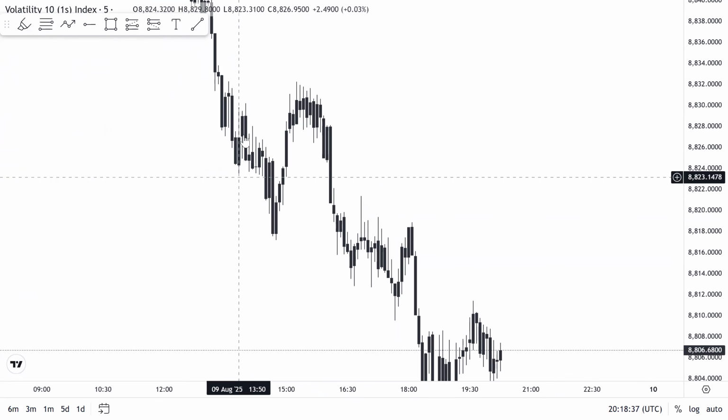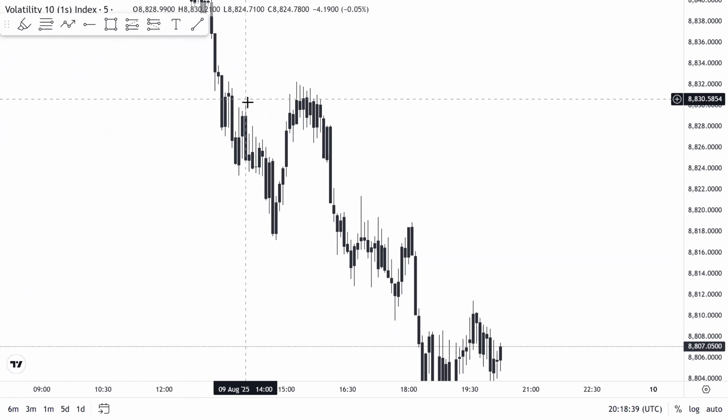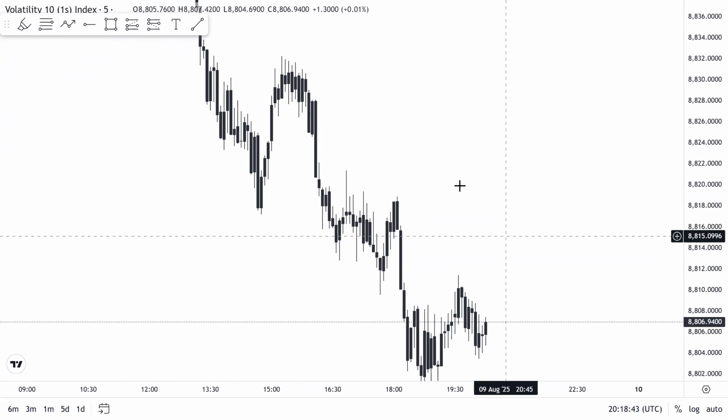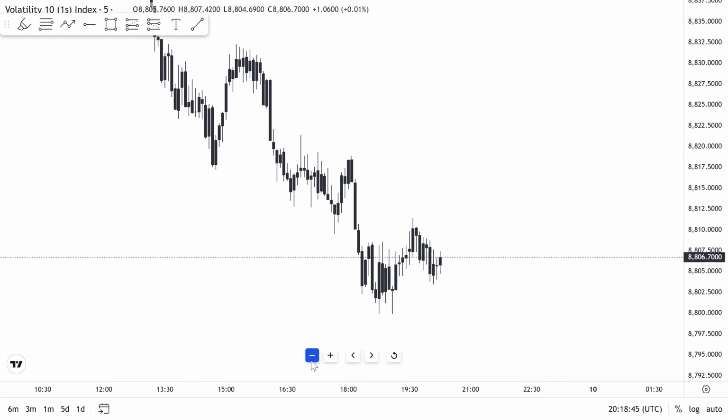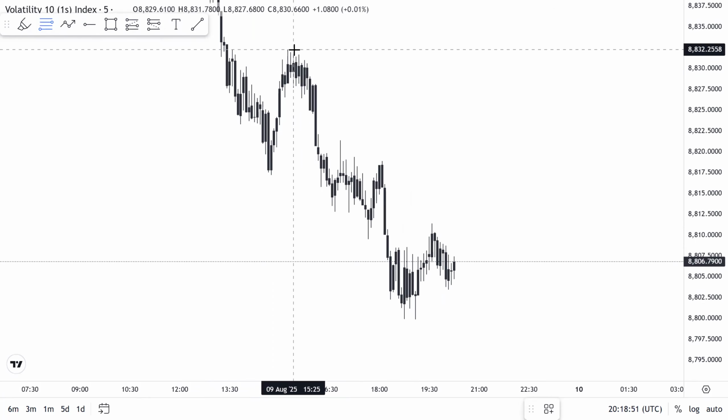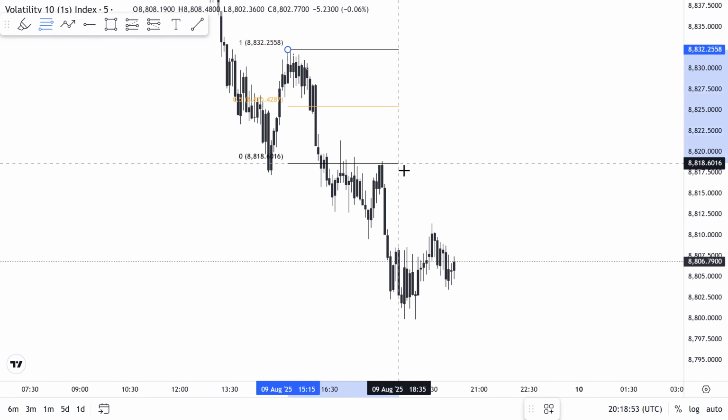This is a high, this is a low, this is a high, this is a low. I have a sweep of this high, I have a break of market structure. Now there's no valid pullback right now. But for instance, if price comes back to give me something like this, I'll put my Fibonacci from this high to this low.